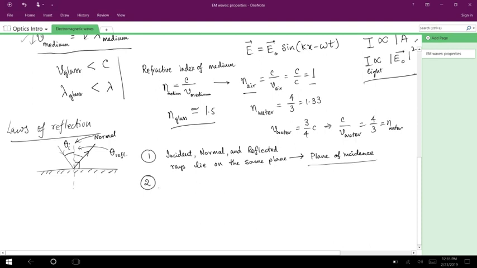And the second law, and this is the more commonly used law, is that the angle of incidence, theta I, is equal to the angle of reflection.